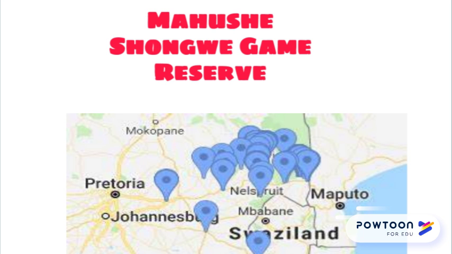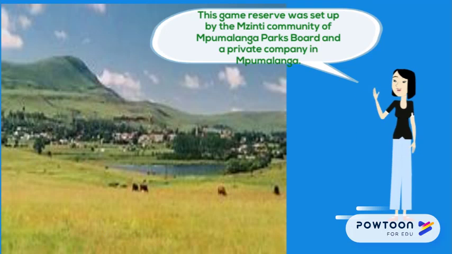Mahashe Shongwe Game Reserve. Wizards, this game reserve was set up by the Mzindi community, Mpumalanga Parks Board and a private company in Mpumalanga. The community set aside some of their land to be developed into a game reserve when it realized that the land could not be used for growing crops. They believed that making a game reserve would use the land better and conserve natural resources. They also hoped to make money from using their land as a conservation area.